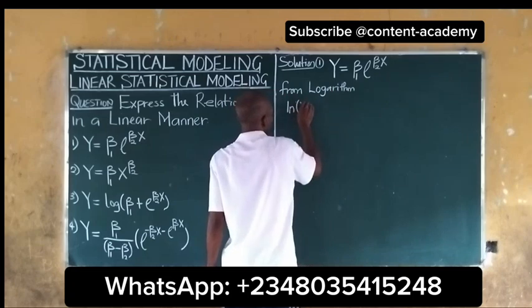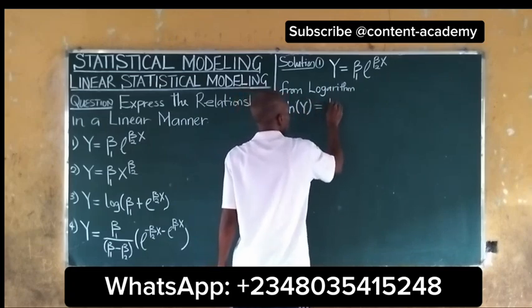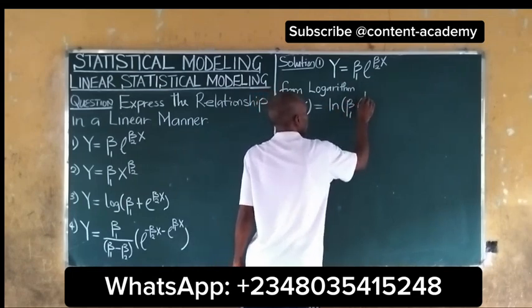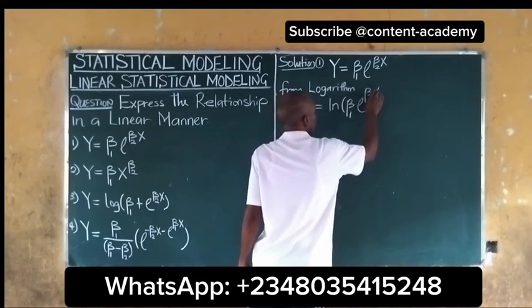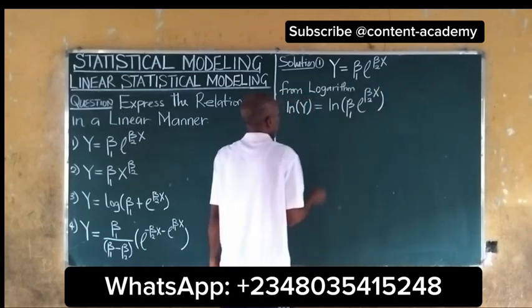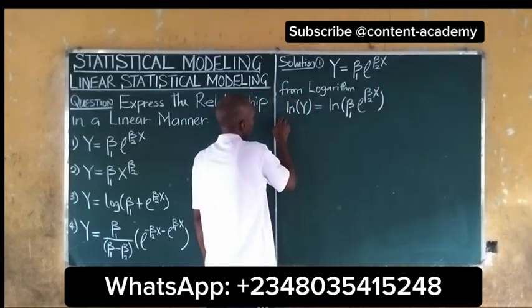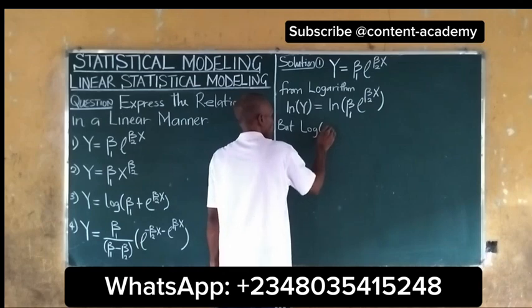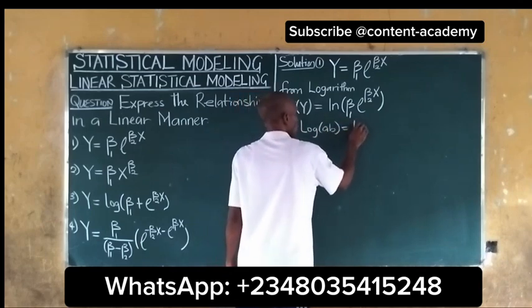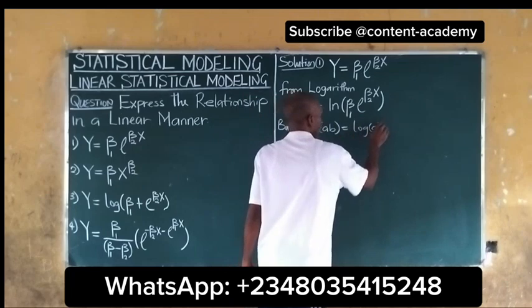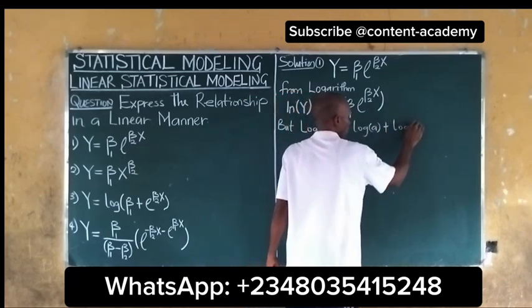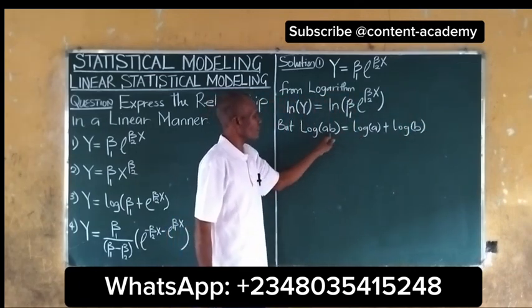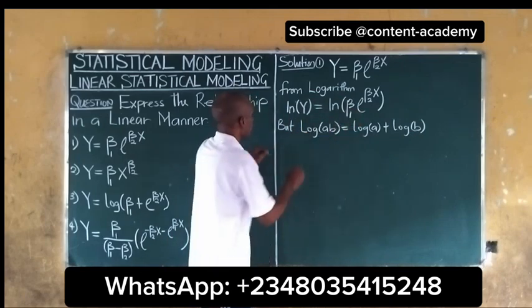ln y is equal to ln of b1 exponential b2x. And we know that log AB is equal to log A plus log B. So from logarithm, we'll have this. So we employ what we have written here into this part of the equation.